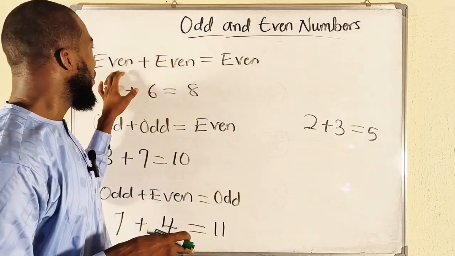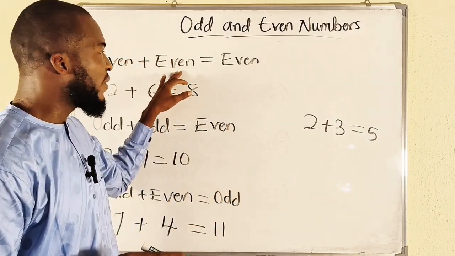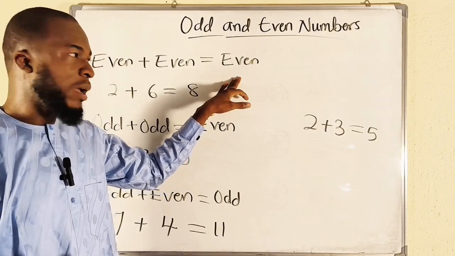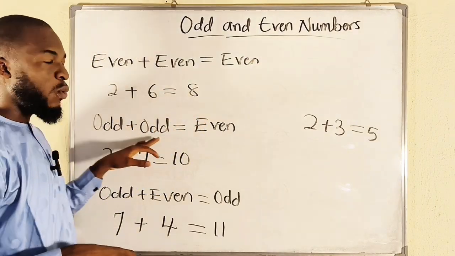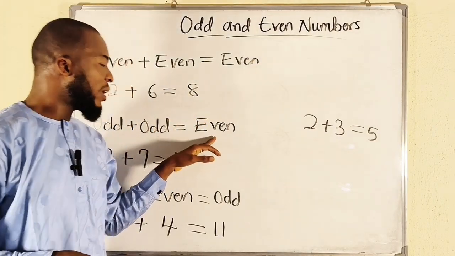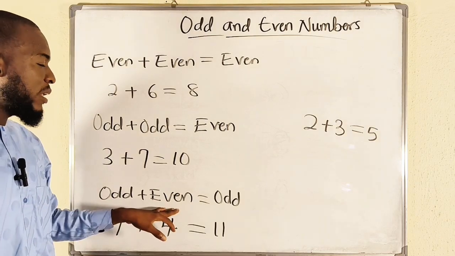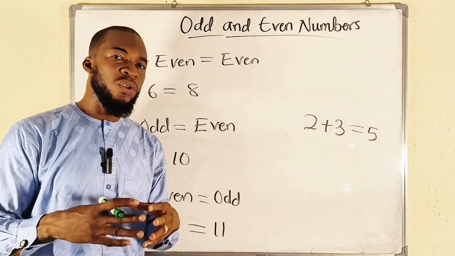And if you add an even number plus another even number, you shall obtain an even number. If you add an odd and another odd together, you must get an even number. A combination of odd and even, you must get an odd number.